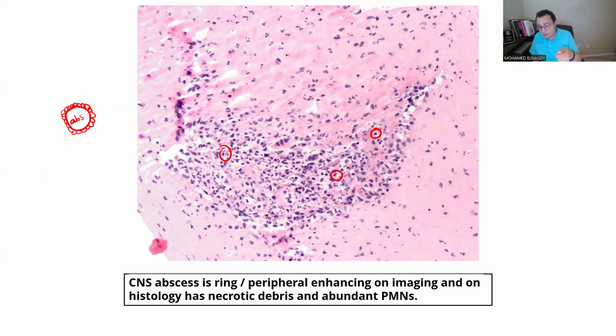When you take a biopsy or you send a frozen from this, it looks like dust of neutrophils inside the brain parenchyma. So see, you see necrotic debris, there is background necrosis, and there are abundant PMNs, polymorphonuclear leukocytes. That's the only lesion with neutrophils that you might find in the CNS.